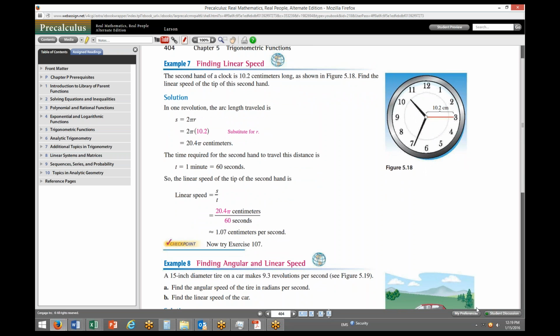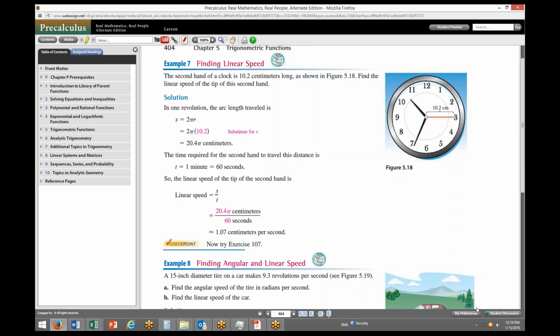We're going to do this with regard to the second hand of a clock. I trust you recall good old-fashioned clocks that have the 12 different numerals around the circle of the clock, and have an hour hand and a minute hand and a second hand. Our objective in this problem is to find the linear speed of the outer tip of this second hand, given that the second hand of the clock is 10.2 centimeters long, so that's the radius of our circle, and we want to find the linear speed of the tip of the second hand.